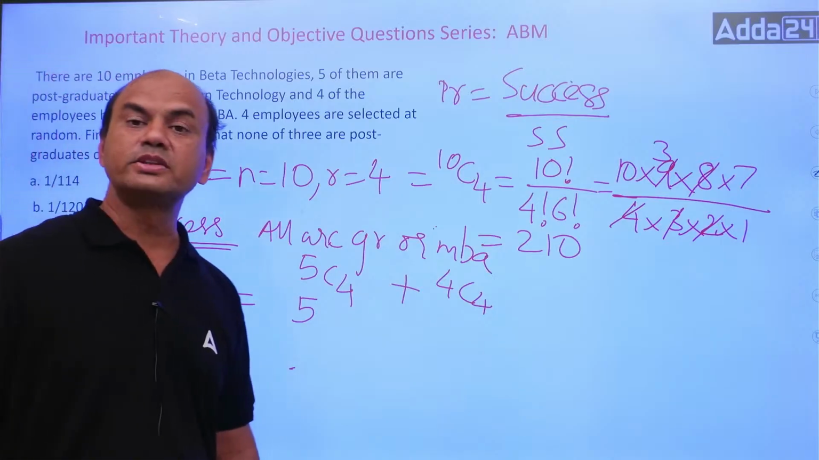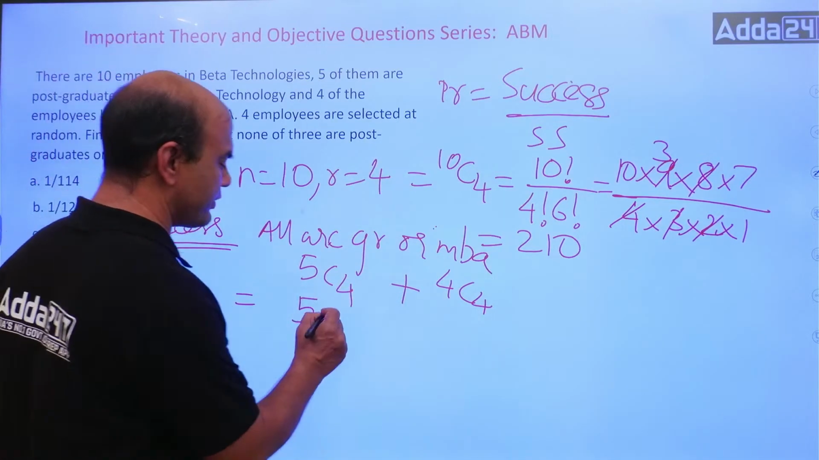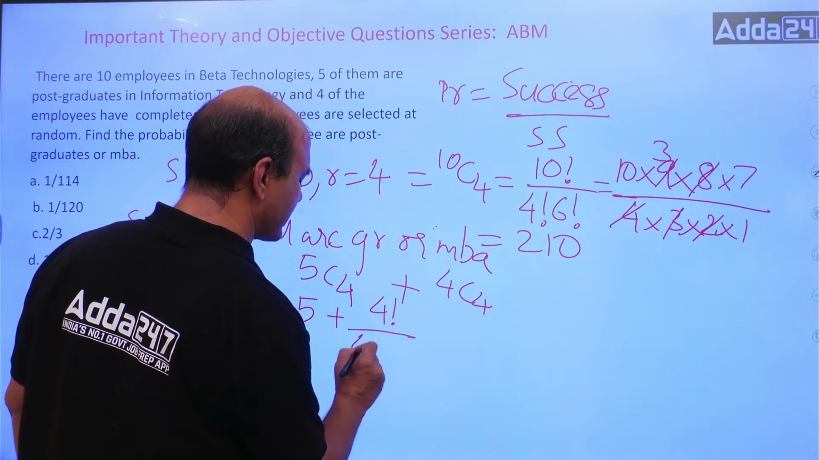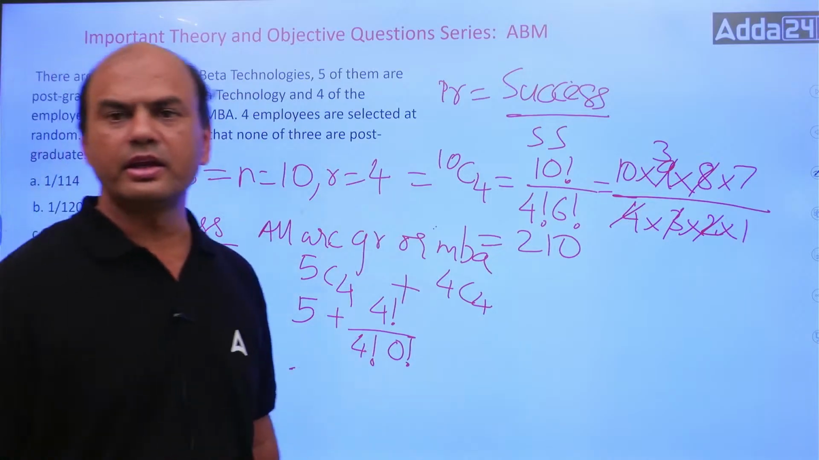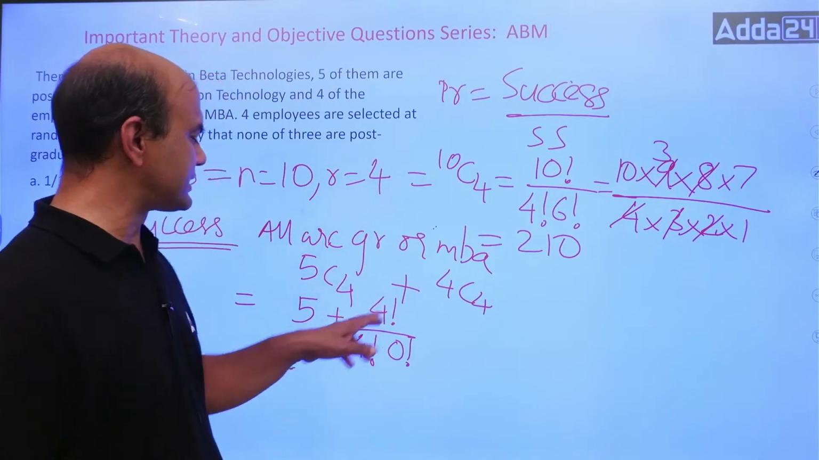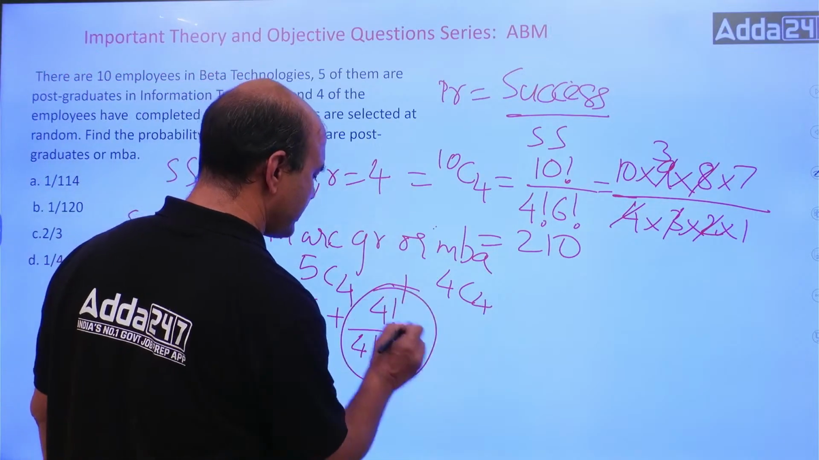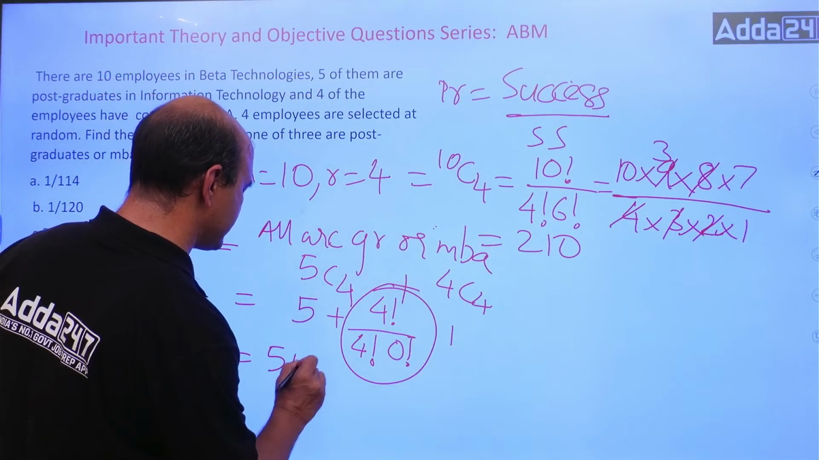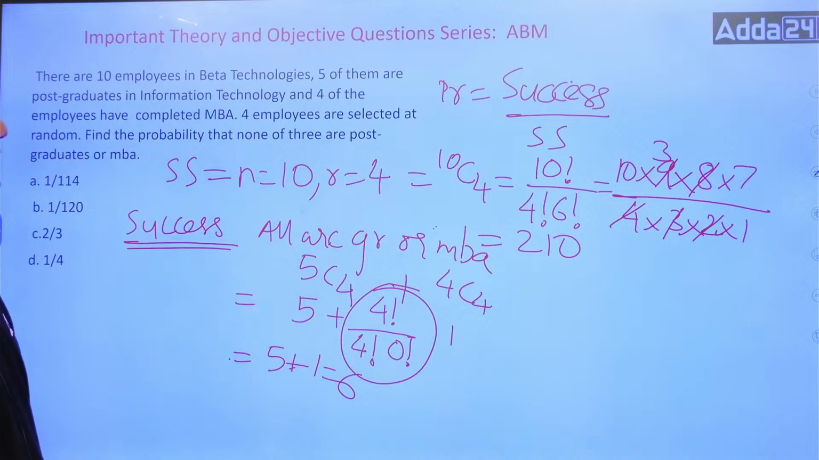What is the next one? 4C4. 4C4 means 4 factorial. This is a bit confusing, let me show you. 4C4 is 4 factorial divided by 4 factorial into 0 factorial, that is 4 minus 4. N factorial divided by R factorial into N minus R factorial. Right? So this gets cancelled. 0 factorial is 1. So the answer for this is 1. So the answer is 5 plus 1, that is equal to 6. Okay, so you are getting the answer as 6.